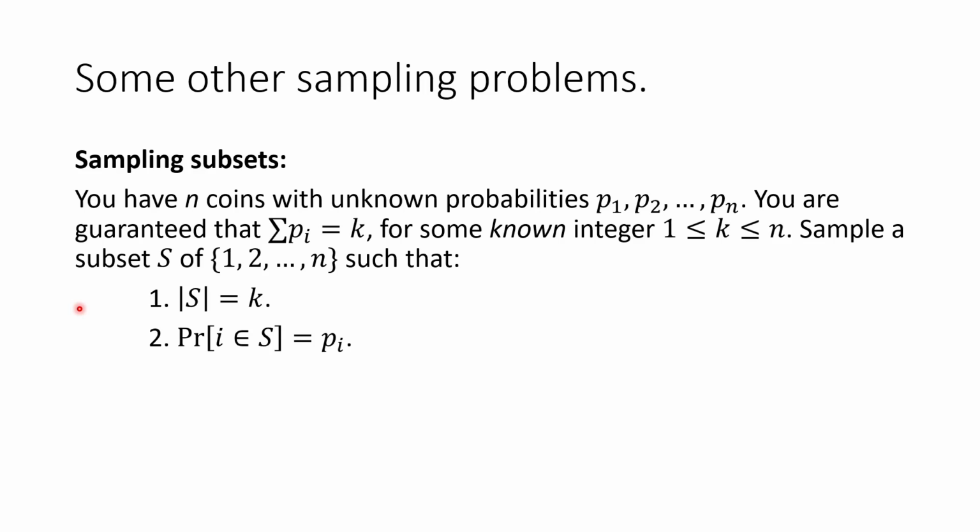In some sense, you're given the marginal probabilities that each element is in the set, well, you're not given them directly, you're given access to them through flipping a coin with some unknown probability, and from this you want to be able to sample a subset with these marginals.